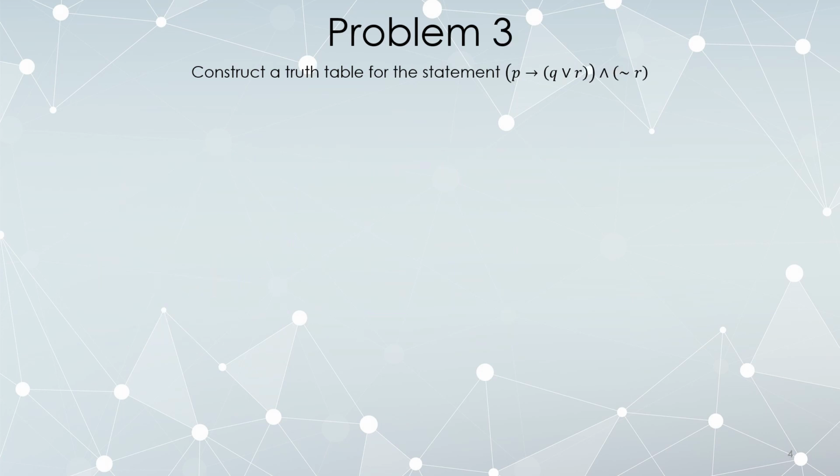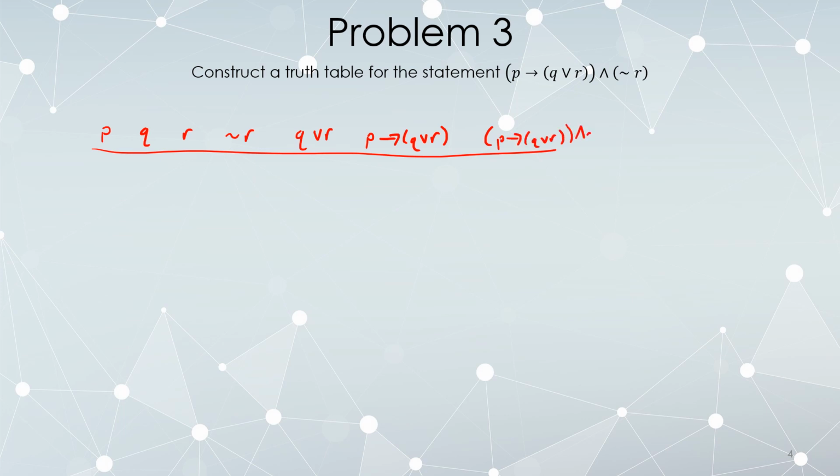Okay, another truth table construction. So we go ahead and we throw down our individual letters. We have a P, we have a Q, we have an R. The only thing we need to negate is the not R. We're going to make a Q or R, then P implies Q or R, and then we can make our whole thing. P implies Q or R, and not R.